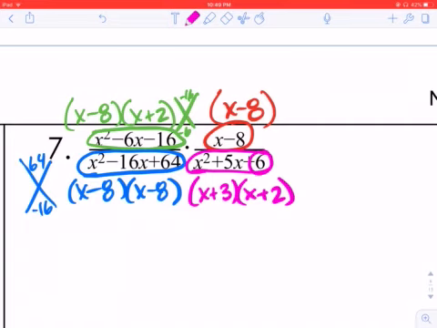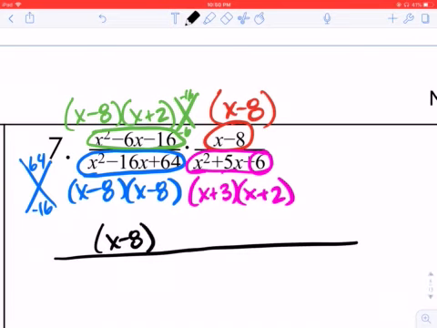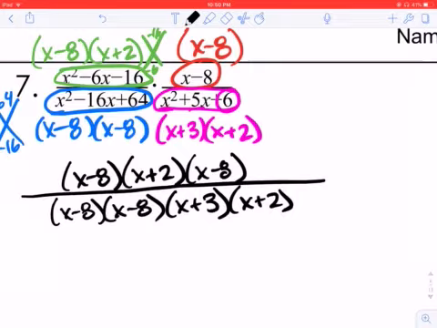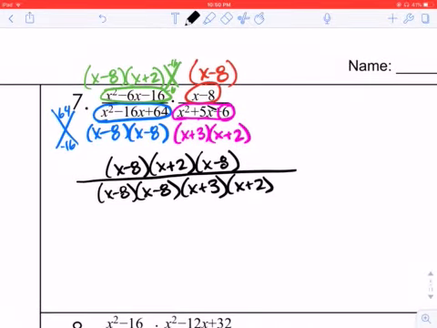So they multiply to get 6 and add to get 5. So if I'm thinking about this with all of my numerators on top, I have x minus 8, x plus 2, and x minus 8 on the top. And then I have x minus 8, x minus 8, x plus 3, and x plus 2 on the bottom. Once I have it all factored, I'm going to go ahead and cancel the things that I can cancel. So these would cancel, x plus 2, x plus 2, x minus 8, x minus 8.